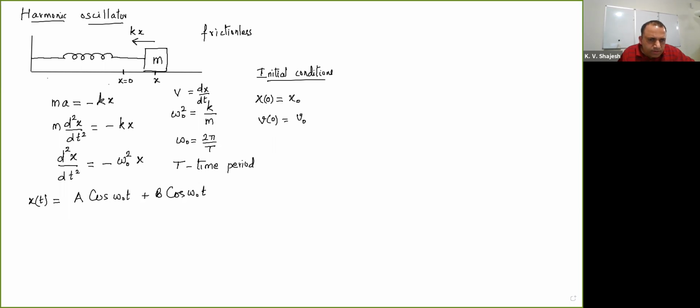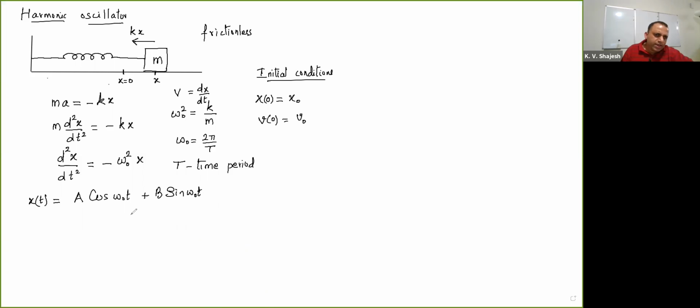Oh, I think there's an error here. There should be sine omega t, right? So let me use an eraser. So let's write B sine omega naught t.